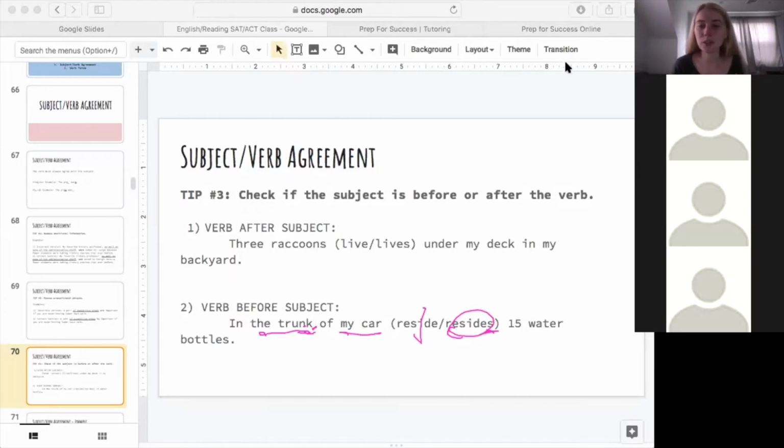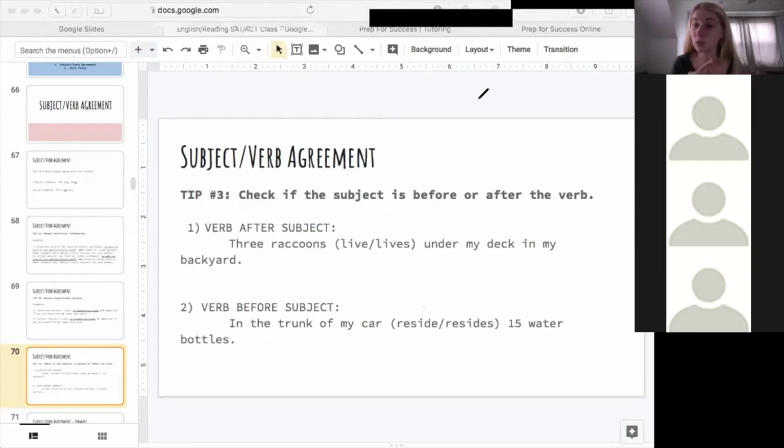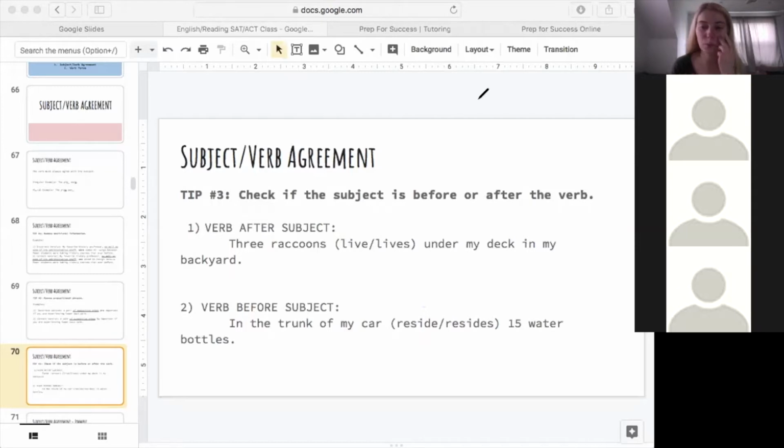So we need to figure out a way of determining what actually is the subject of the sentence and then what's all the stuff that we don't care about. And that's exactly how you do it. You cross out the additional information. You also cross out the prepositional phrases.